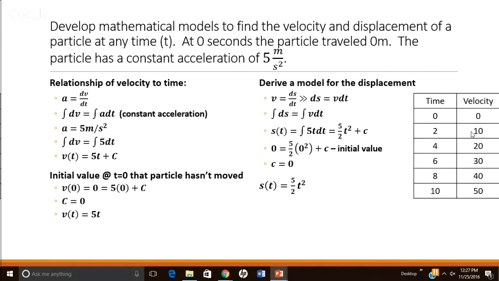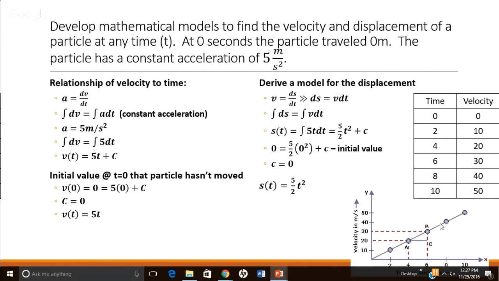If we map this out, looking at the velocity at any given time, it does fit that model. At time 0, the velocity is 0. At time 2, velocity is 10. At time 4 seconds, the velocity is 20. So you can see this thing is accelerating, and it is accelerating constantly. So it is a linear condition we're looking at here.